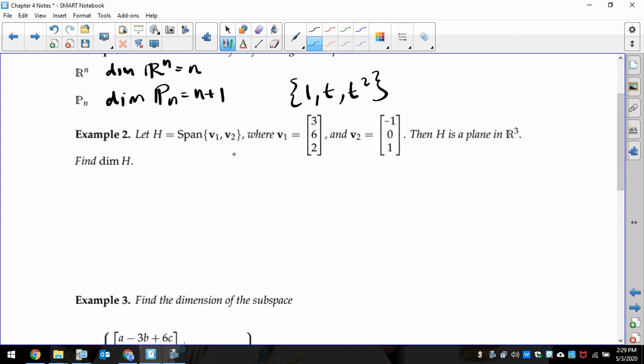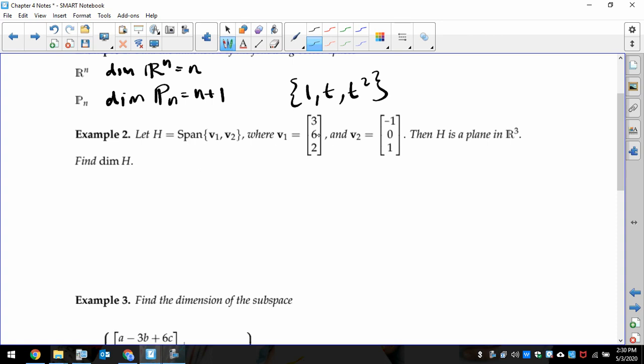All right, so let H be the span of these two vectors, v1 and v2. Then H is a plane in R3. Find the dimension. What would you expect the dimension of the plane to be? Well, I would expect a plane to be two-dimensional, right? But it's living in 3-space. I've been tricked by this before. So let's go ahead and see here.